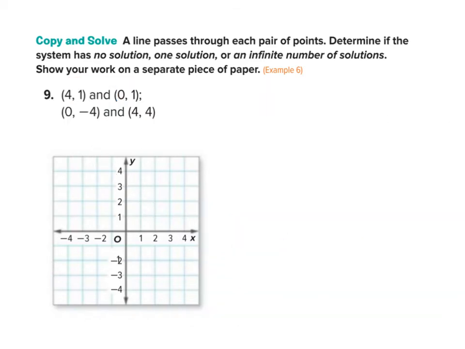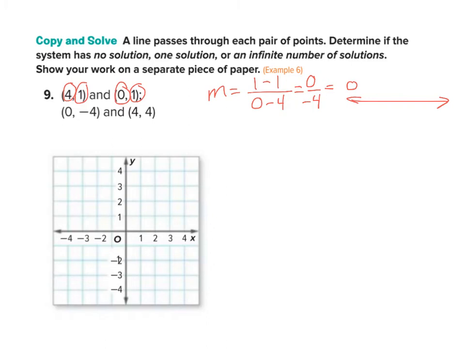Okay, we have the same type of problem for number 9. First, we're going to solve for the slope. M equals y2 minus y1 over x2 minus x1. So 1 minus 1 is 0, and 0 minus 4 is negative 4. So my slope is 0, so that means it's a flat line going like this.